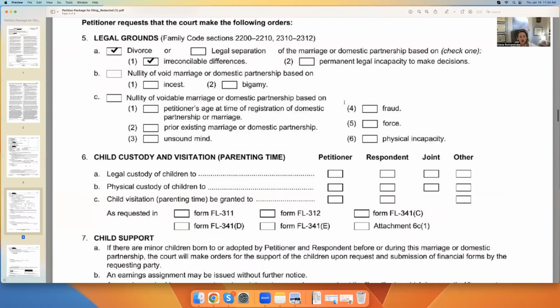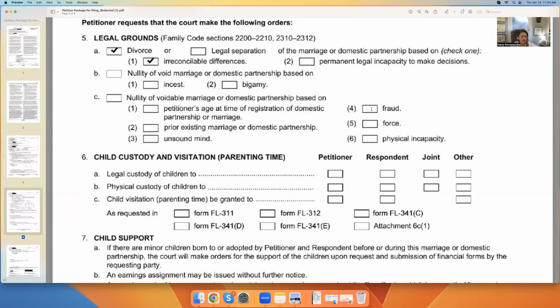Nullity, voidable marriage or domestic partnership based on petitioner's age at the time of registration of domestic partnership. So if petitioner's age was minor, under 18, then that's a problem. Prior existing marriage or domestic partnership, meaning if you married and you didn't know that you weren't divorced, and then you found out after you got married, then your second marriage is void, meaning it can be nullified. Unsound mind. So you have to prove that at the time when you married someone, you were not able to make decisions. Hard to prove. You cannot just say, well, we were drunk. It has to be really, we didn't know what we were doing.